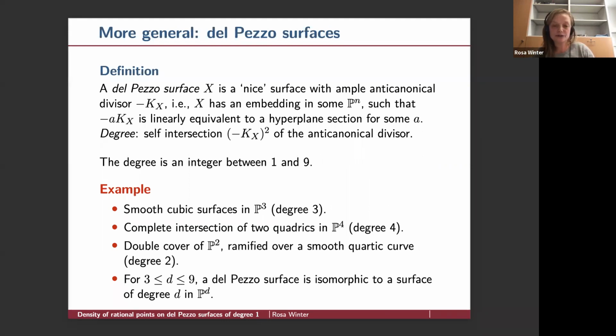Degree 4 Del Pezzo surfaces are complete intersections of 2 quadrics in P4. The Del Pezzo surfaces of degree 2 are double covers of the plane that are ramified over a smooth quartic curve. Del Pezzo surfaces of degree 1, I'll go into detail later. In general, if the degree is between 3 and 9, then a Del Pezzo surface is just a surface of degree d in P^d, and that is how Del Pezzo originally studied them. So degrees 1 and 2 are kind of a generalization of this phenomenon.